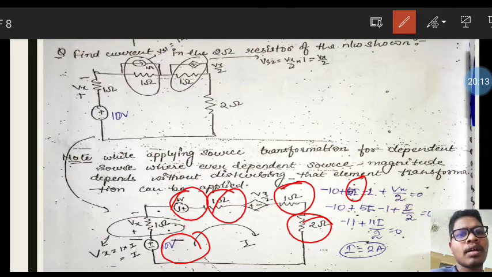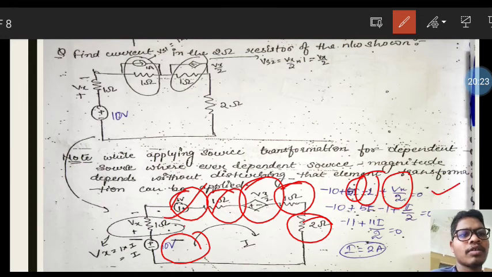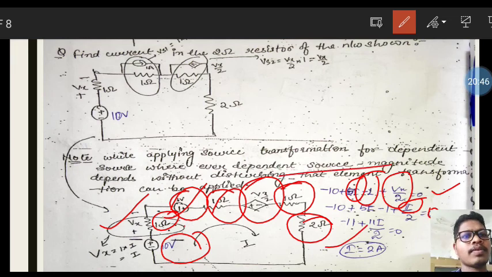Okay, so here another 1 volt is there. So minus 1 put here, and this is the Vx divided by 2. So here Vx divided by 2, that is equal to 0. Then Vx is equal to what? Vx is equal to I into 1 ohm. So put here I into 1, that is I divided by 2, that is equal to 0. Okay, so after solving this, we will get I is equal to 2 ampere. So this is our solution.